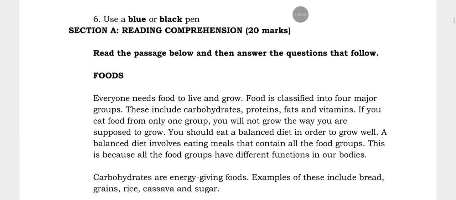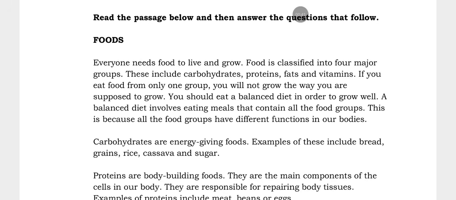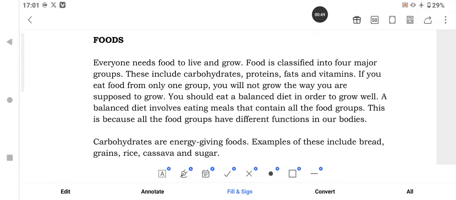So as you see, the copy of national exams comprises different sections, and commonly the first section, which is section A, have the comprehension texts that you are asked to read, and then you answer the question. As you see, the title of this comprehension is read the passage below and then answer the questions.